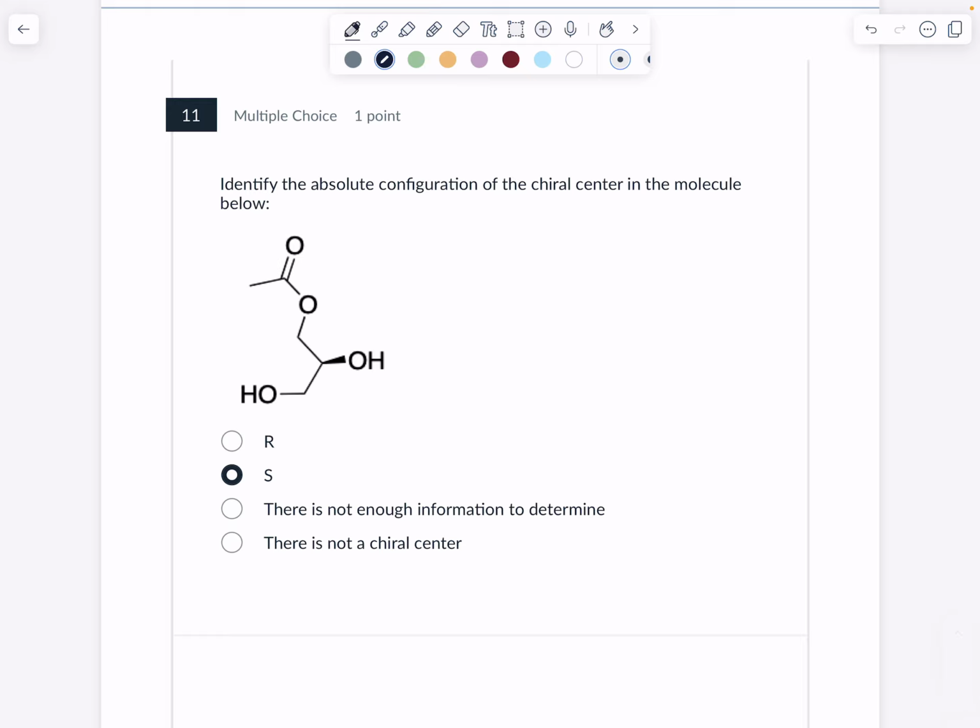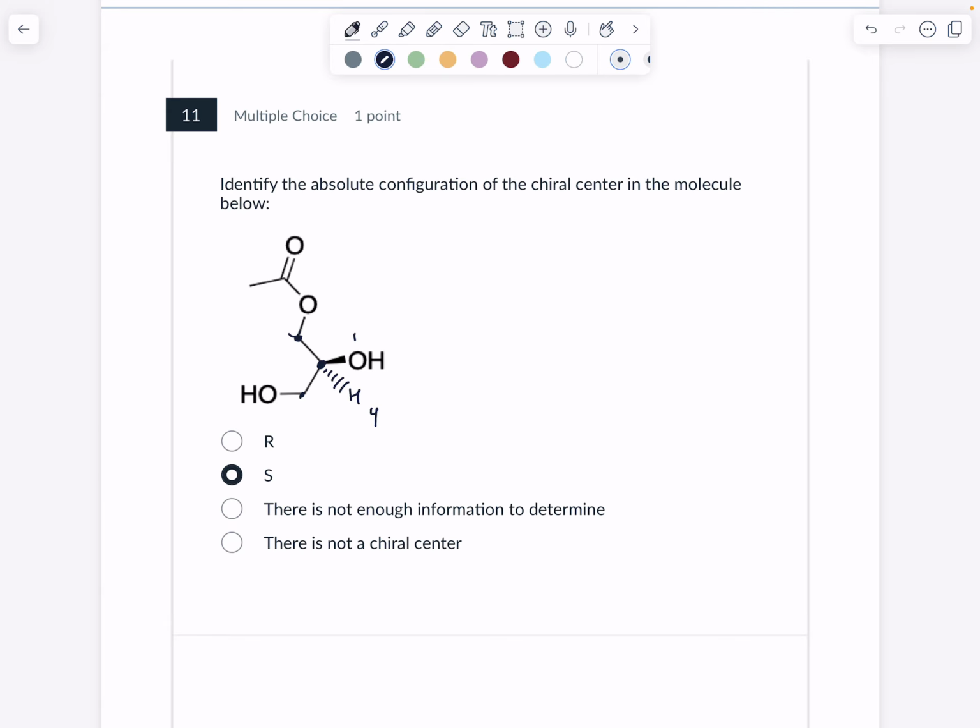Okay, identify the absolute configuration of the chiral center in the molecule below. So here's our chiral center, which we know because we looked at this molecule already once and had to find the chiral center, but also because it's the only one with any 3D arrangement. So now I'm going to draw in the hydrogen here. We know hydrogen is the lowest priority, so we can pretty much ignore it. We have a carbon and an oxygen. Oxygen, being the heaviest, is priority 1. And then we have 2 carbons, and we have to look at what those carbons are attached to.